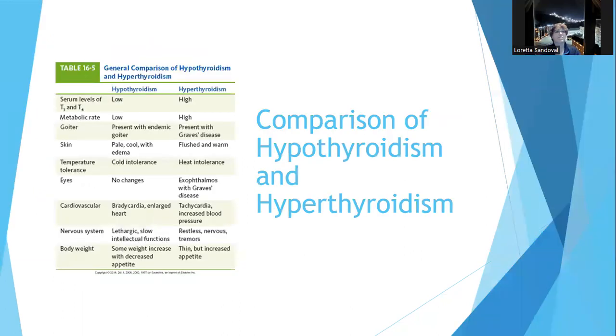So this is the comparison of hypo versus hyperthyroidism from the book, and it compares metabolic rate, and they're almost mirror images of each other if you look at them, like bradycardia, tachycardia, lethargic and slow, restless and nervous. They're opposites of each other, for hypo and hyperthyroidism. So basically the autoimmune causes, Graves' disease and Hashimoto's hypothyroidism, are the more common ones that you see.